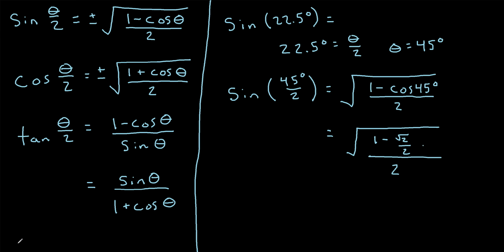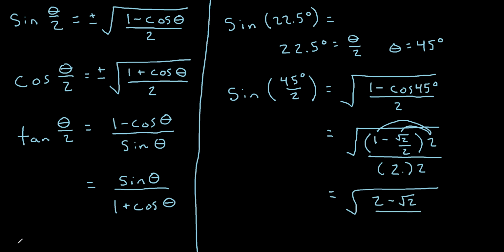So to make things a little easier, we can multiply the numerator by 2 and multiply the denominator by 2 just to get rid of this 2 as a fraction. So when we do that, 2 times 1 is 2. When we do 2 times the square root of 2 over 2, we'll get square root of 2. So let's write that. We're left with 2 minus the square root of 2. And then down here in the denominator, 2 times 2 is just 4. So to simplify, the square root of 4 is just 2.